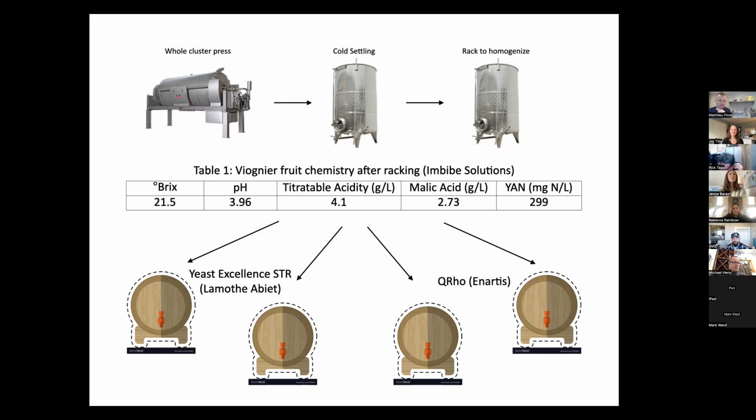So yeah, as you can see, my pH on this batch is great. Like everybody dreams of having 21.5 brix with almost 4 pH on juice. It's beautiful. I love it.